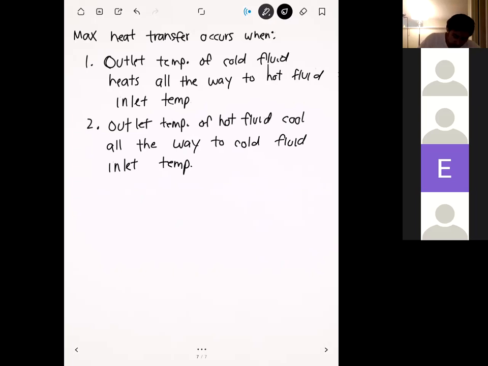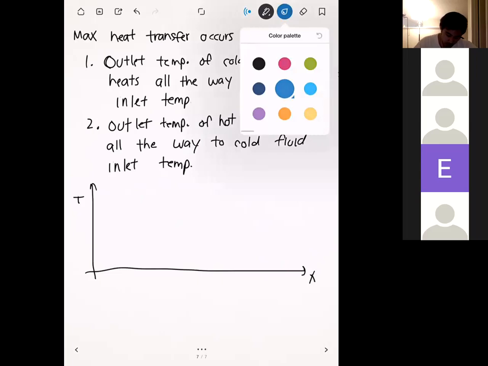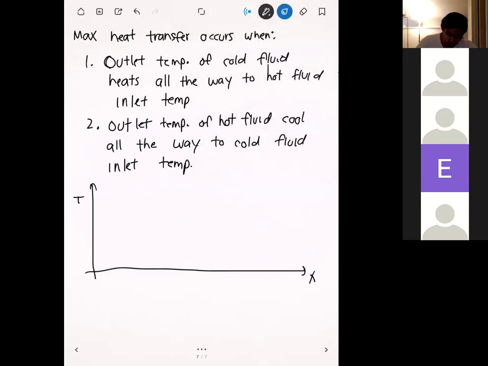All right, and so visually you can think of it like this. Remember we had this kind of graph before. For a counterflow heat exchanger, we have a cold fluid that looks like this, and let's say this is T cold inlet and this is T cold outlet. Then for the hot fluid, it might look something like this. So this is T hot inlet and T hot outlet.